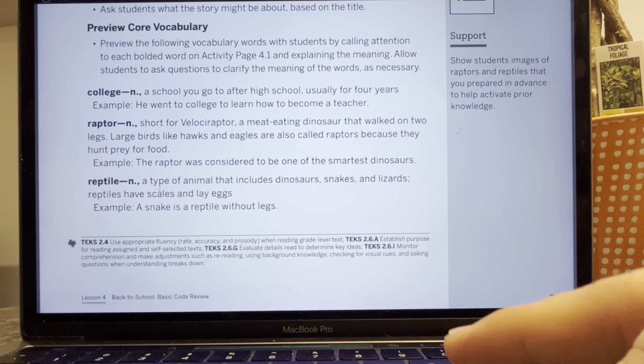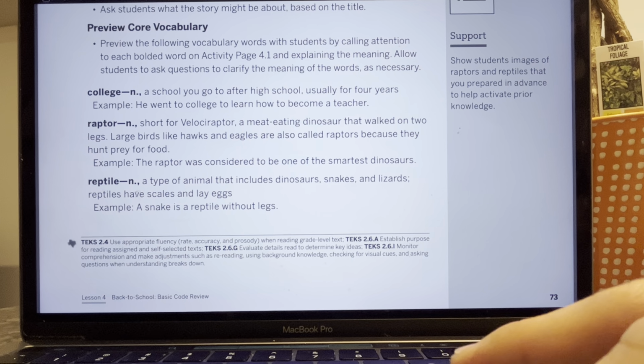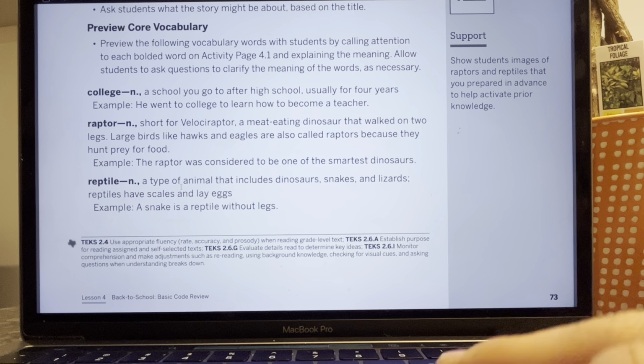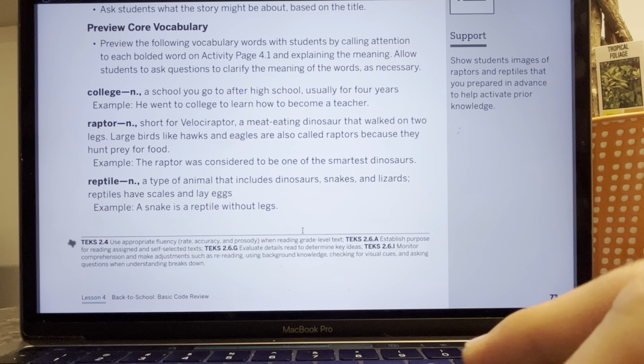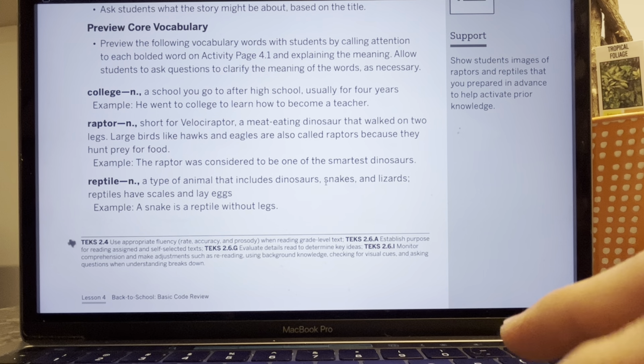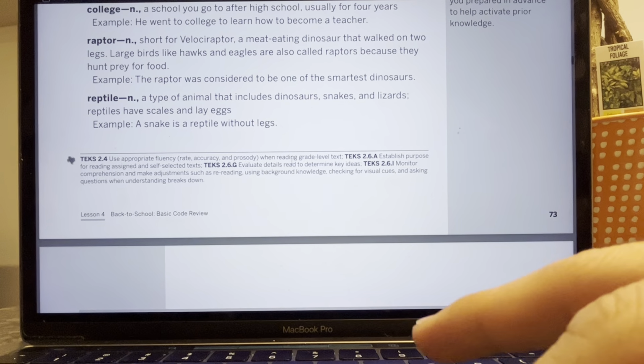Under reptile, they would put, okay, a snake is a reptile without legs, but not necessarily every reptile. Not all reptiles have legs. Some reptiles do have legs. Sorry about that confusion. But now, moving forward, just to wrap it up.